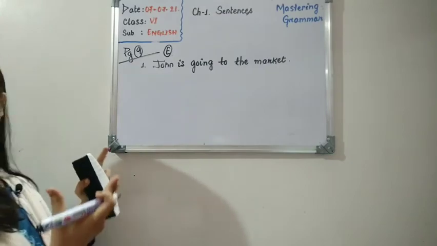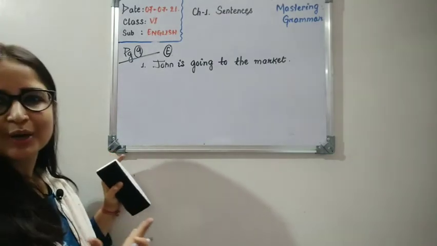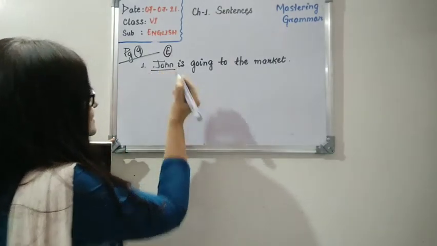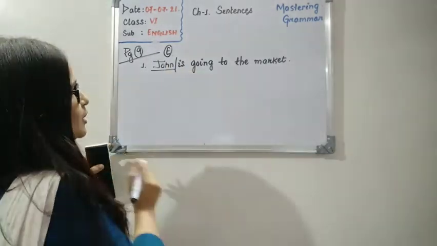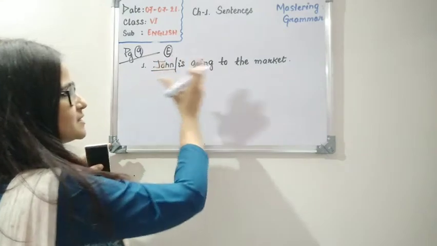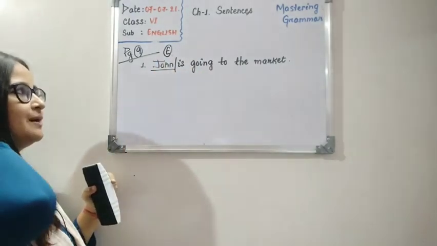Okay, children, so about whom are we talking here? We are talking about John. It's very clear we are talking about him. And what we are saying about John is that he is going to the market. What is John doing? John is going to the market.